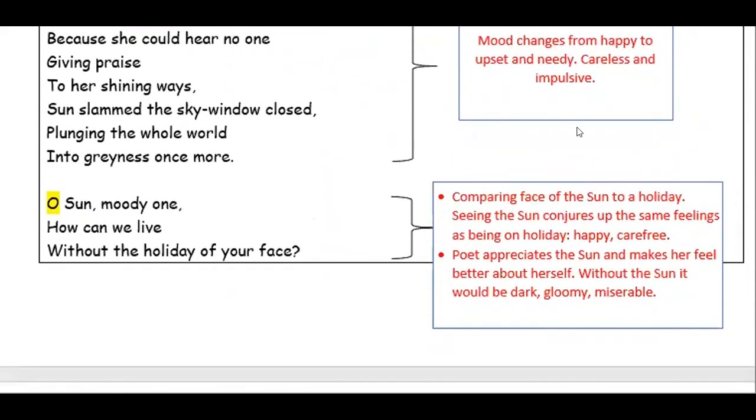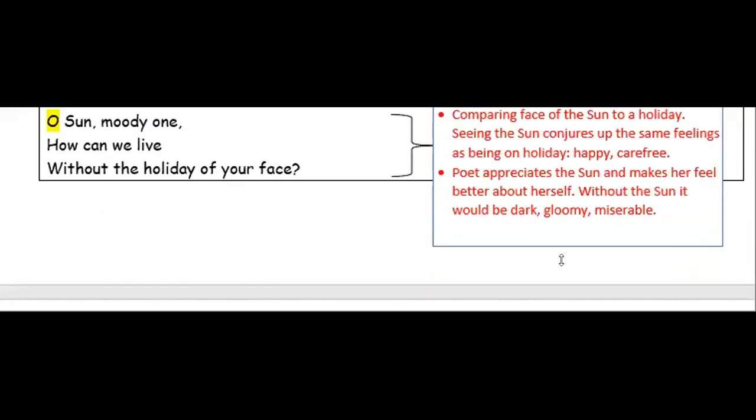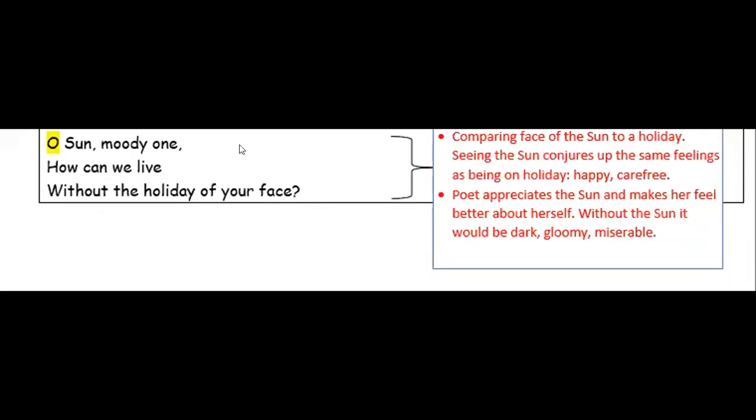And lastly, we're looking at the last stanza now. Oh, moody one, how can we live without the holiday of your face? So the poet is addressing the sun now, and we know that this is a mood of encouragement, of cheering up. And how do we know this? Firstly, we're using the word oh, right? Whenever you use the word oh, you're usually going to address someone and talk to them on a personal, intimate level.